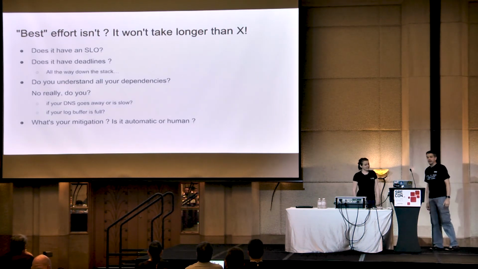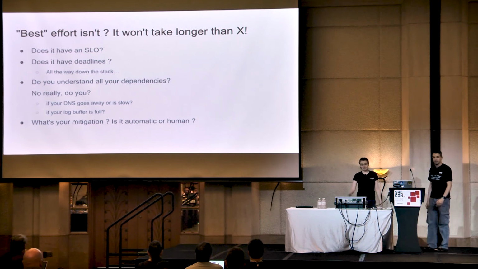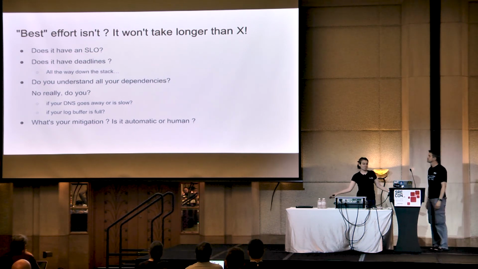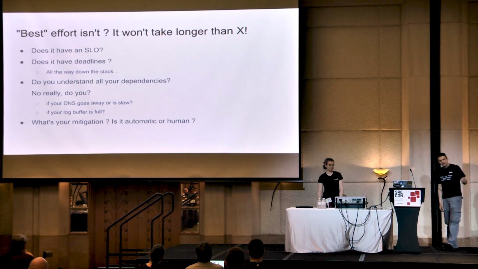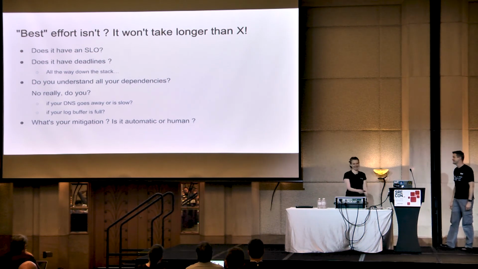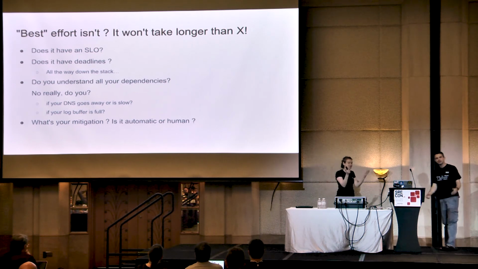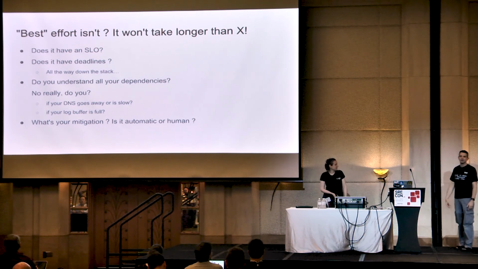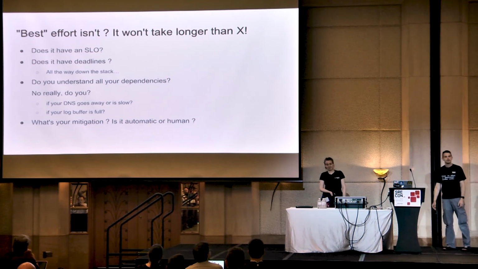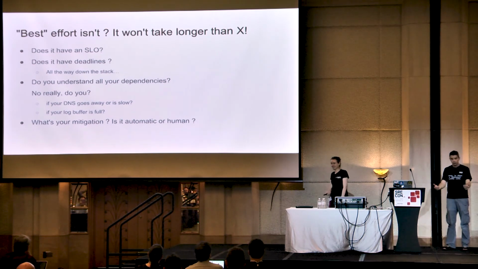It won't take longer than X. Well, again, maybe. Does it have an SLO? Does it have deadlines? All the way down the stack. Do you understand your dependencies? I really do. This is one of the things we often forget. There are hidden dependencies. You're calling all sorts of libraries. What happens if your DNS goes away or is slow? Like, I don't know what happens. Do you know what happens?